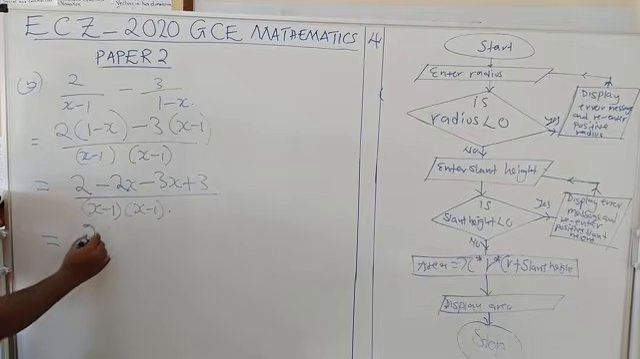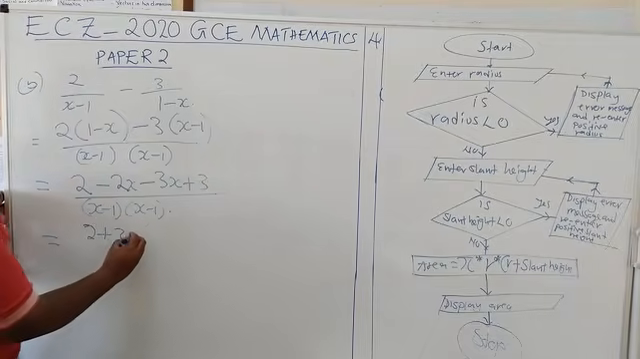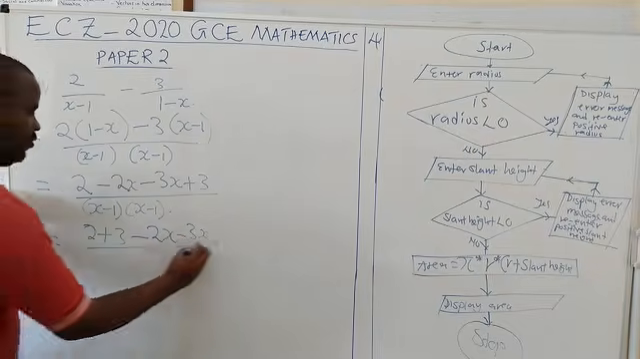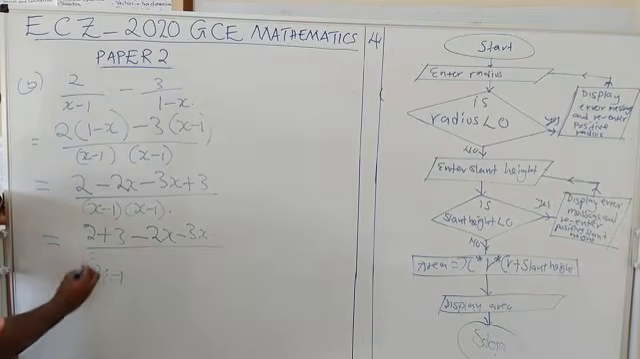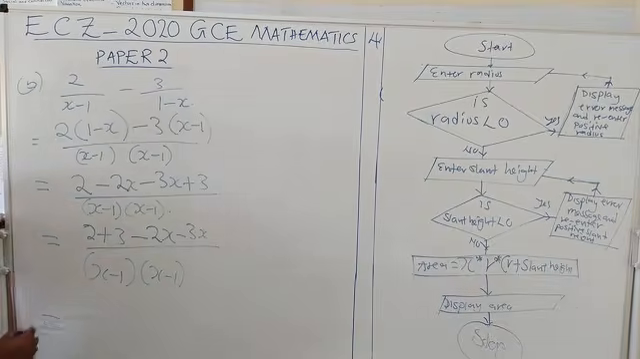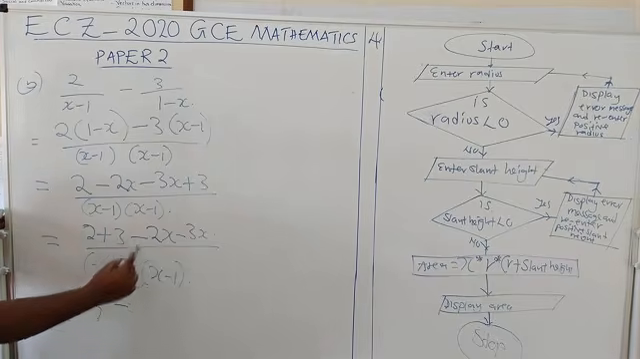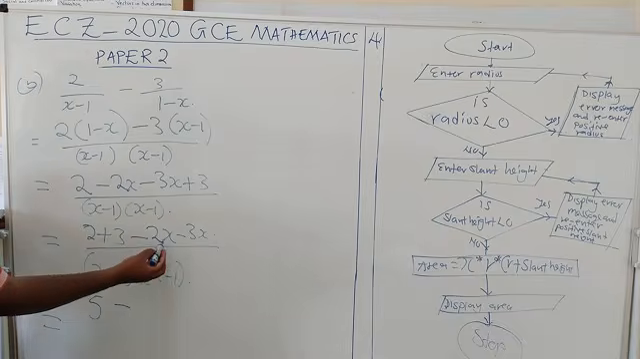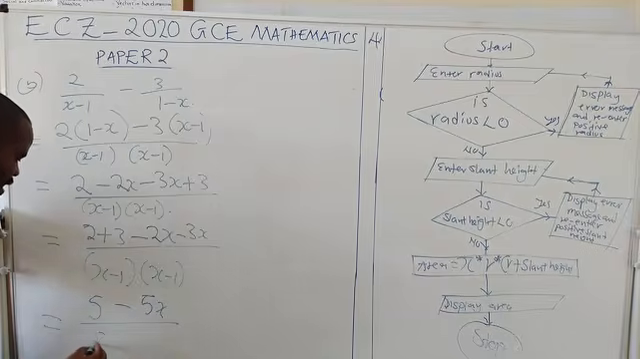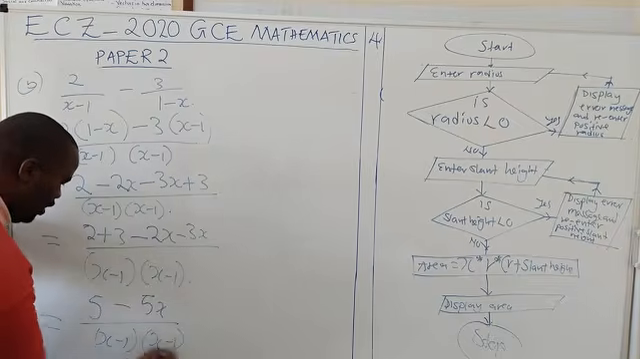2 plus 3. If you want, you can skip this side and just deal with the like terms. Minus 2x minus 3x, divided by x minus 1. Okay? Then here we'll say, what is 2 plus 3? You have 5, minus negative 2x minus 3x. You have 5x divided by x minus 1. Okay? So this is where we've reached.